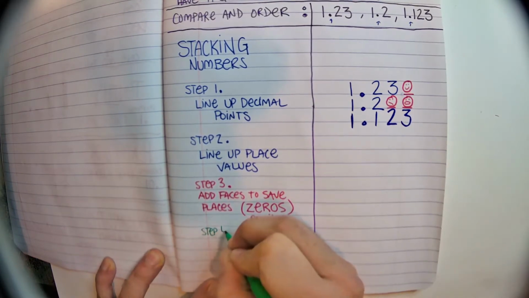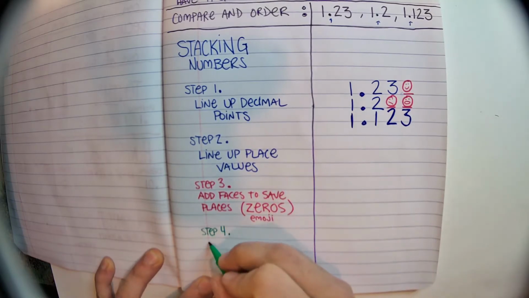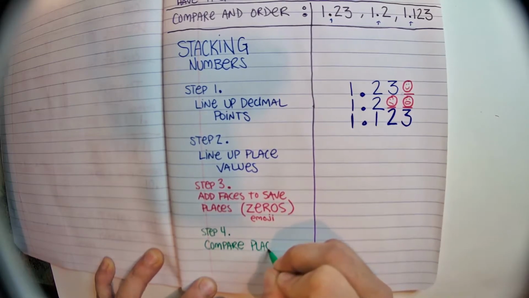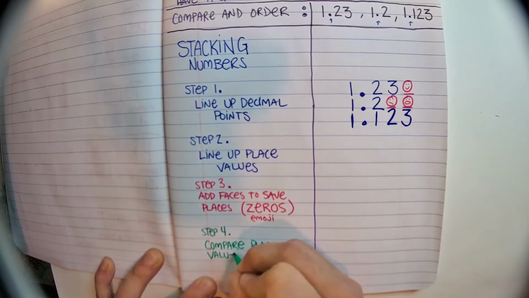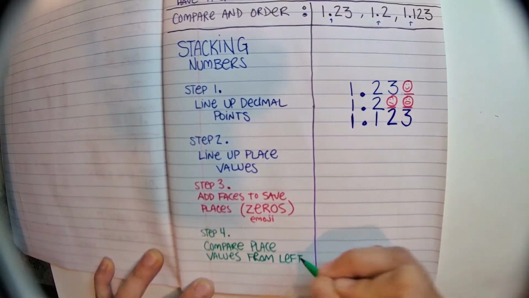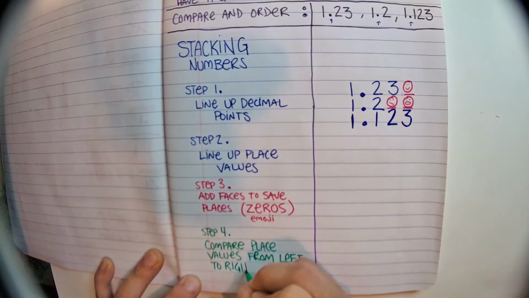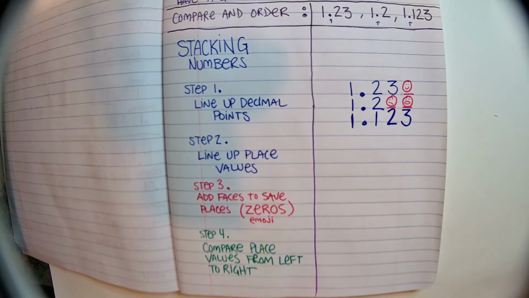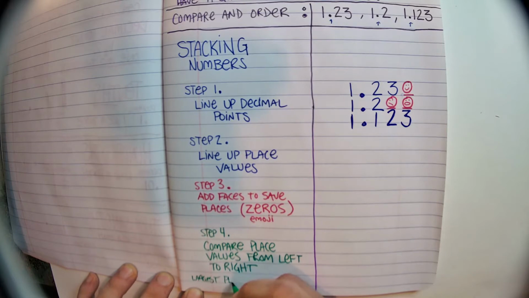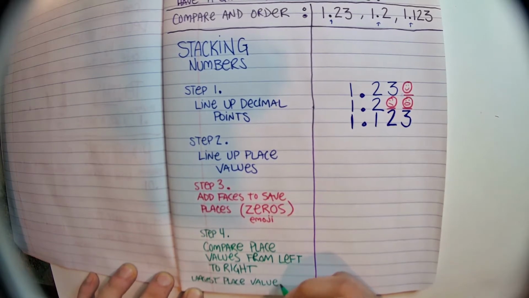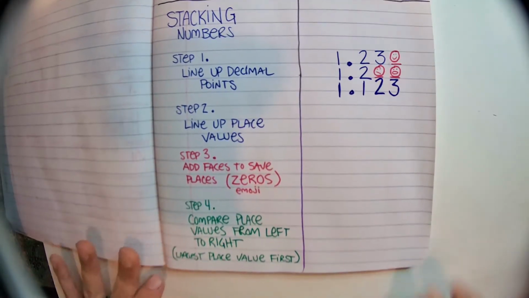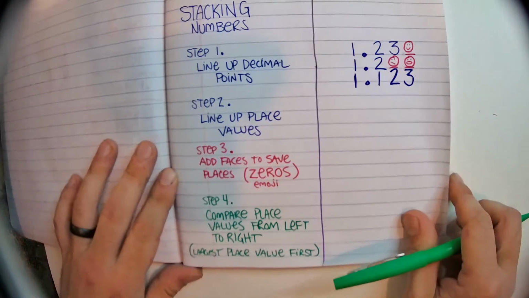So our step four is to compare place values from left to right. What I mean by that is you compare with the largest place value first. We're going to compare our place values from left to right, starting with the largest place value.